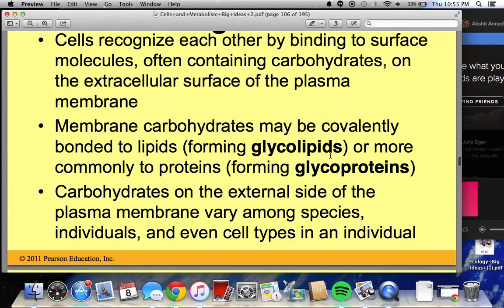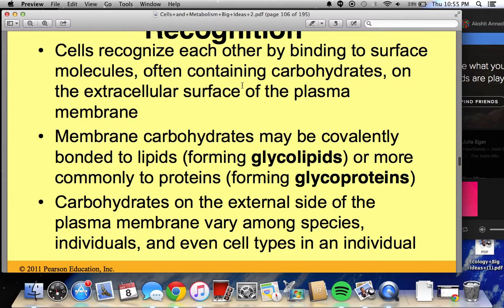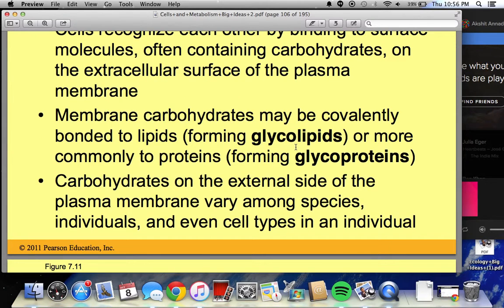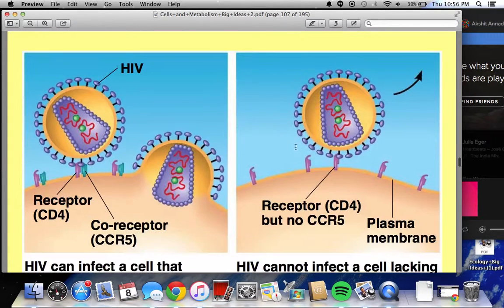Okay, and then we went over glycolipids and glycoproteins. Cells recognize each other by binding to other molecules, and again, it's just basically a name tag for each cell. It tells what type of cell it is and who it belongs to.